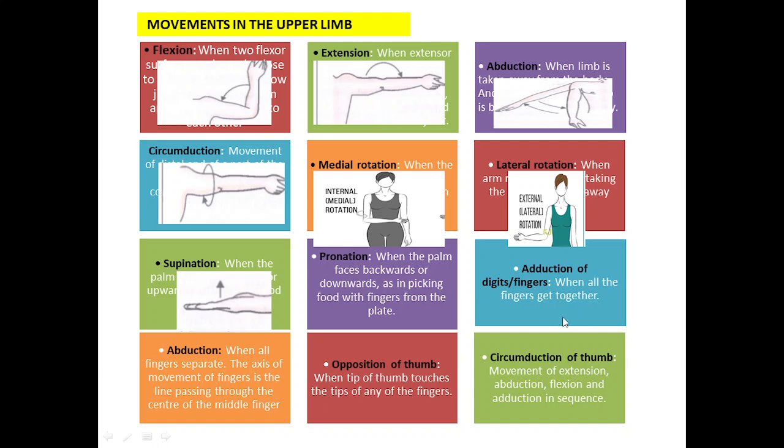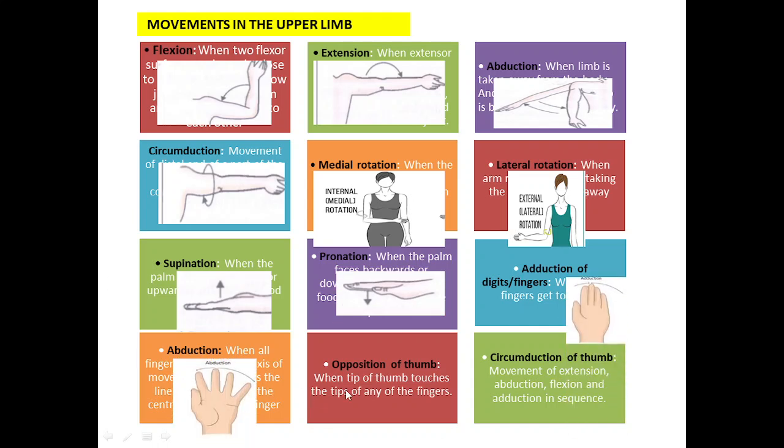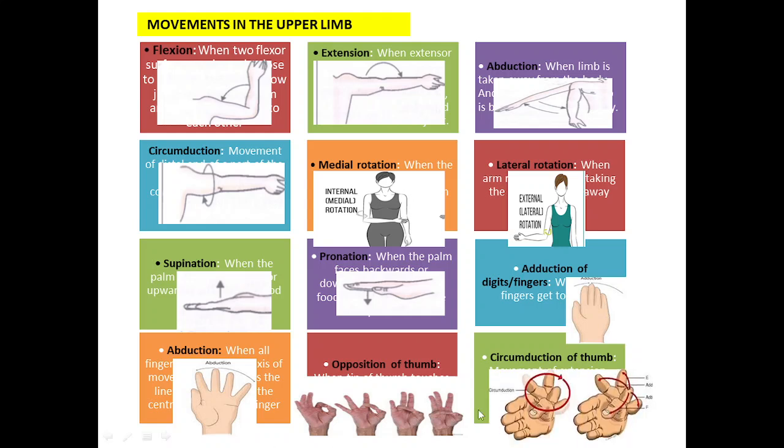Adduction is when all fingers are brought closer to each other, and abduction when fingers are separate. This is abduction. The center line is passing through the middle of the middle finger. Opposition of thumb, when the thumb touches each finger. This is opposition of thumb. In circumduction of thumb, extension, flexion, abduction, and adduction occur. This is circumduction of thumb.